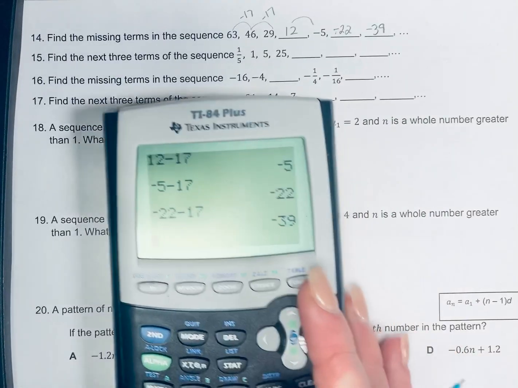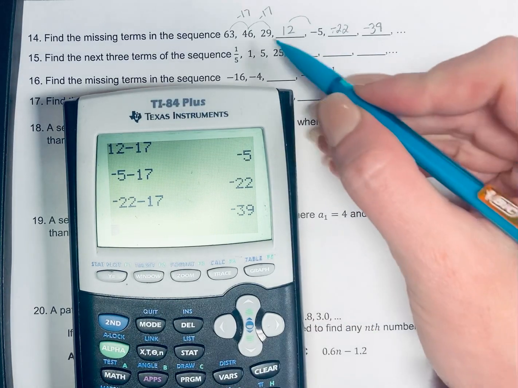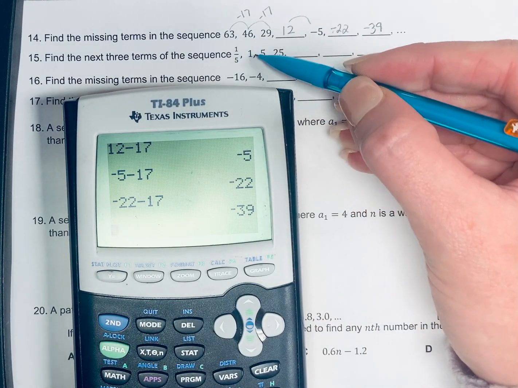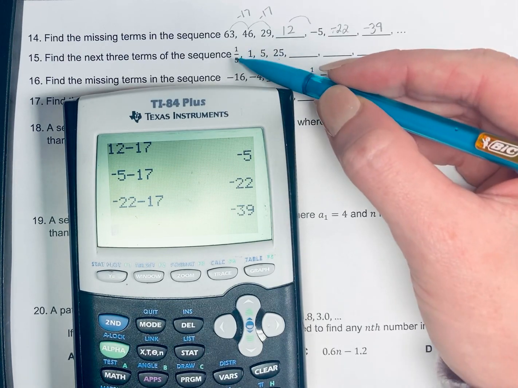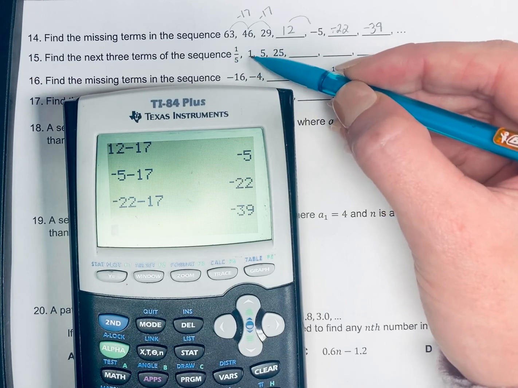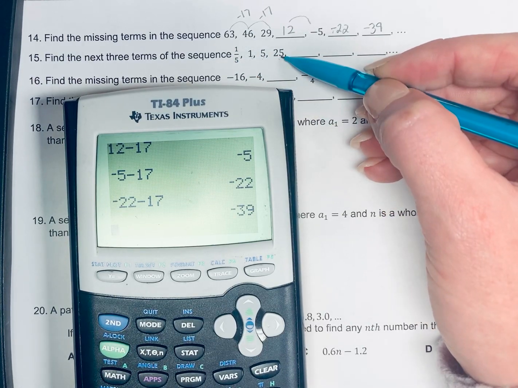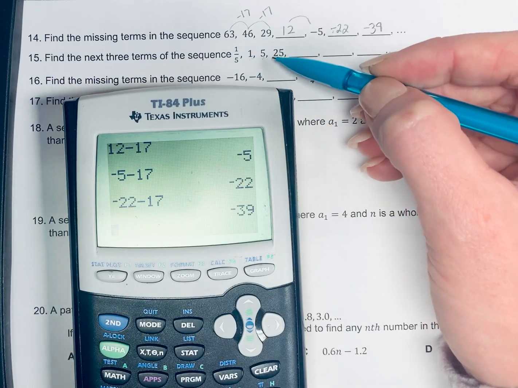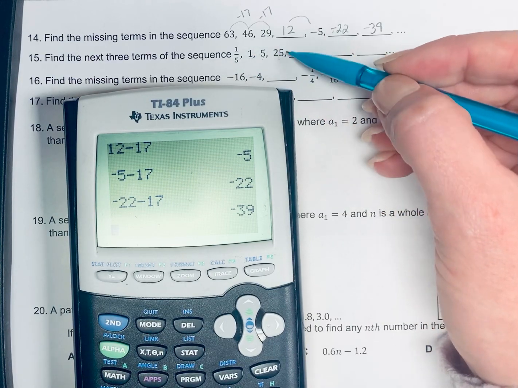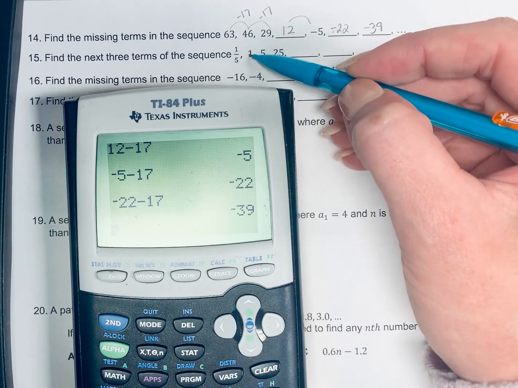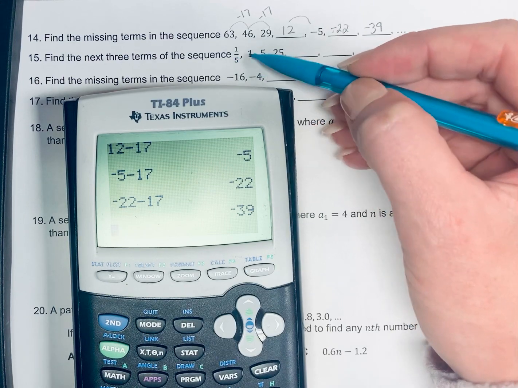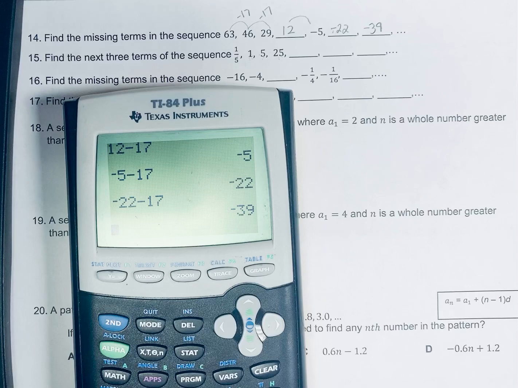Okay, let's look at 15. Same thing, find the next three terms of this sequence. So it goes from 1/5 to 1 to 5 to 25. So it does look like it's increasing, but it's increasing pretty quickly. It went from a fraction to 1, and then 1 to 5, and then 5 all the way to 25. So when it increases rapidly like this, it's probably because they're multiplying by some number, okay? So the best way to figure out what number they're multiplying by is take one of the terms and then divide it by its previous term, okay? So we can take 1 and divide it by 1/5. So 1 divided by 1/5 looks like 5.